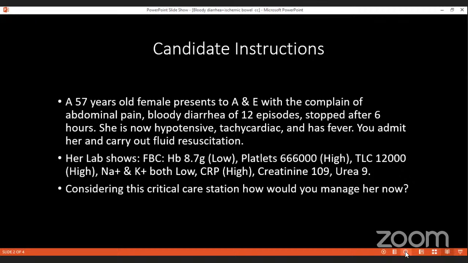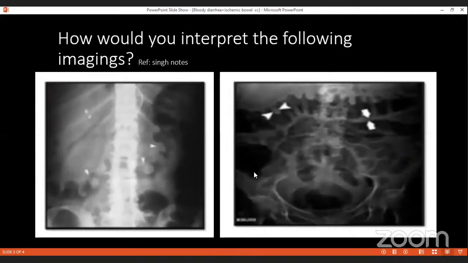Can you please tell me how you would interpret these images, both on the left and the right? What do you see? These arrows are pointing at what? This is an erect abdominal X-ray showing dilatation of the ascending colon and the transverse colon with the thumbprint sign.